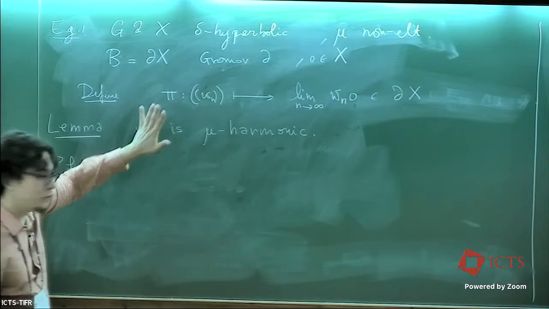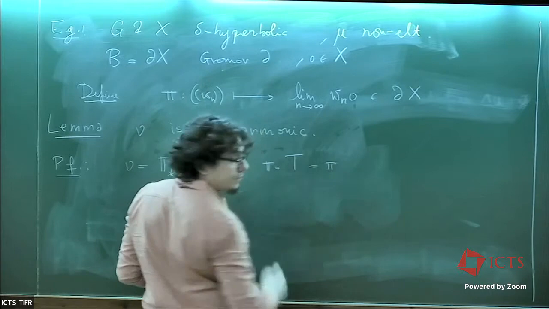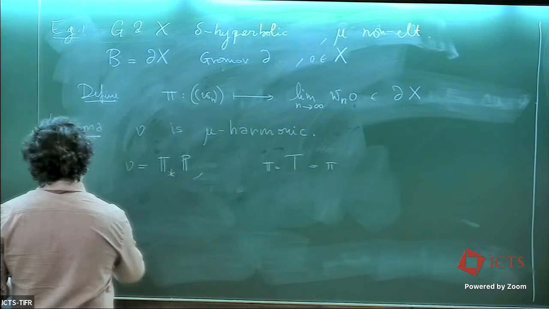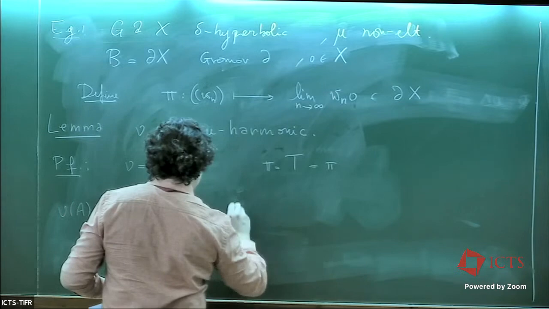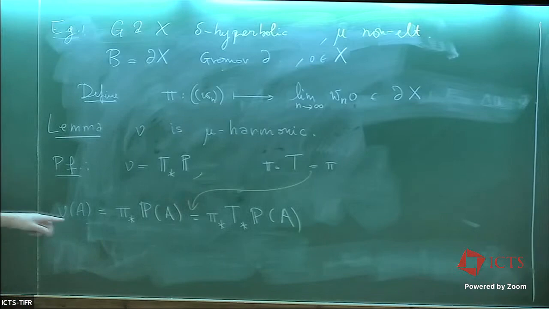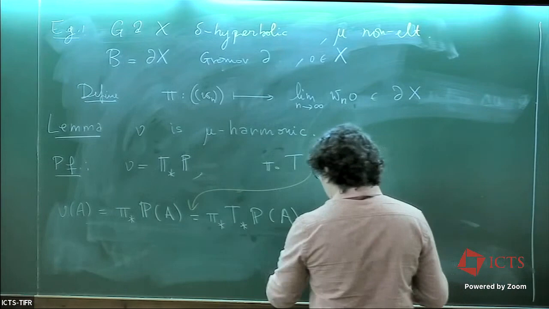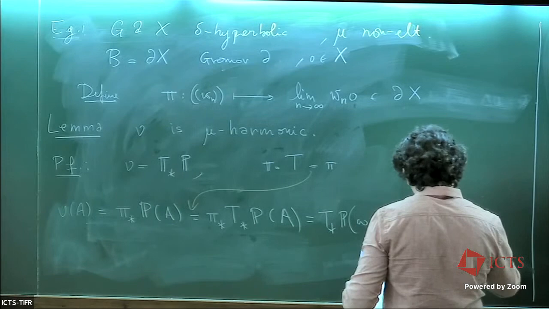So recall that, okay, nu is pi star p, and also we have that pi composed with t equals pi. Okay, so clearly, nu of A is by definition pi star p of A, but this is also pi star t star p of A. This is by this. Okay, and now we have to wrap our head around what it means to do this push forward. Well, pi is just the boundary map. So this is just t star of p of the set such that the limit of the sample path lies in A.